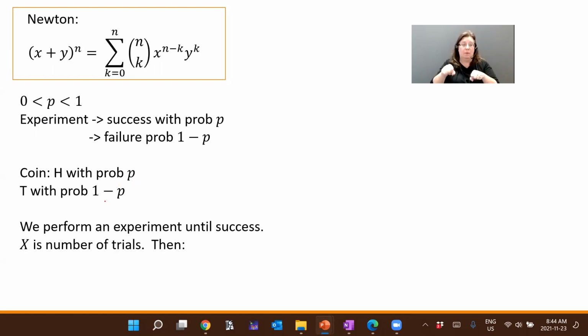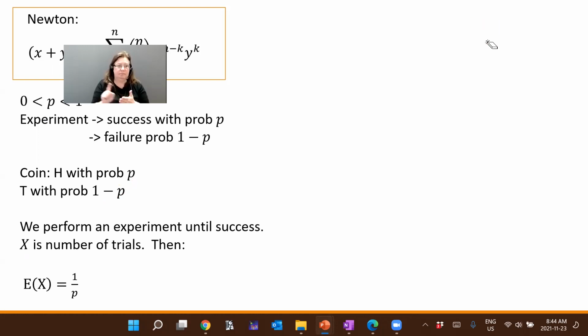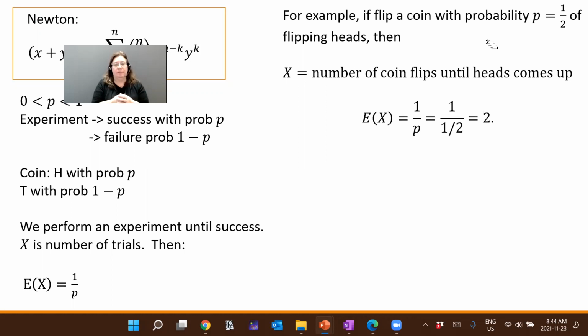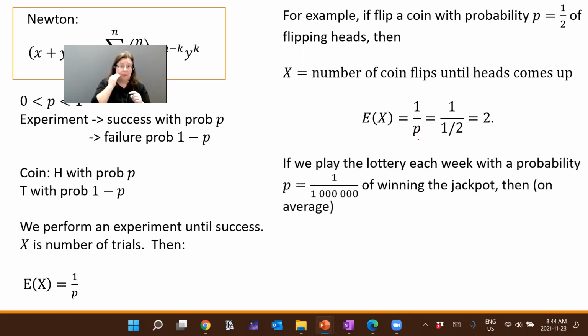Yeah, so then X is the number of trials. This is just a review of what we did last class. So for example, if we flip a coin with probability P equals 1/2, then the number of coin flips until heads comes up is 1 over P, which is 1 over 1/2, which is 2.